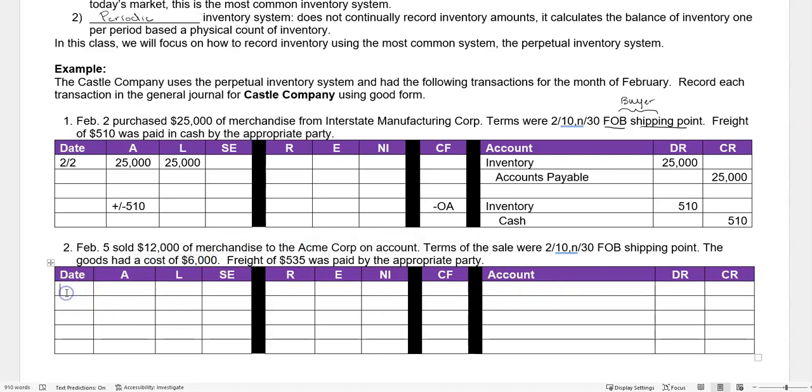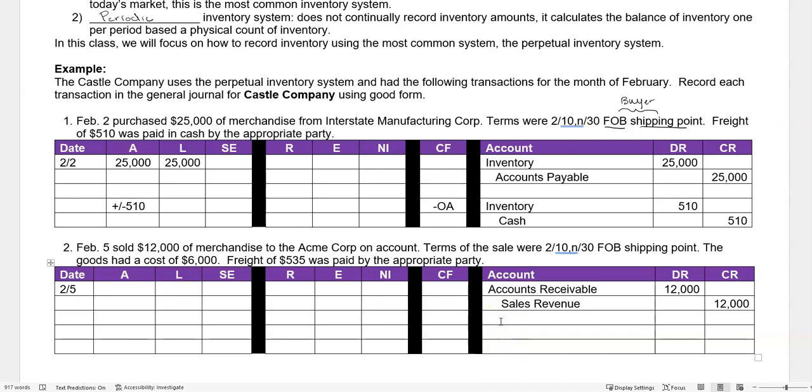So on February 5th, there's a couple of things we're going to do here. One, we're going to record our sales. So we're going to debit our accounts receivable because we sold on account. In other words, our customer owes us $12,000. And when we sold goods, we get to recognize revenue. Assuming we gave them the good, or we ship them the good, we get to recognize revenue. So once we bill them, we ship the goods, we now get to record that.